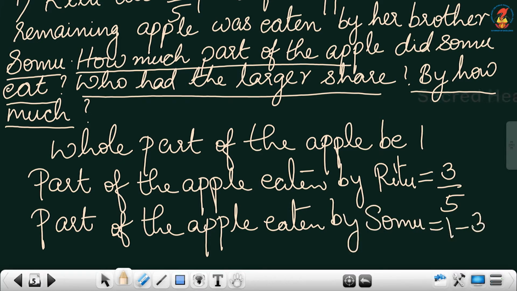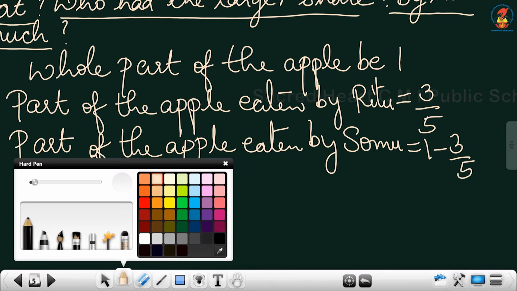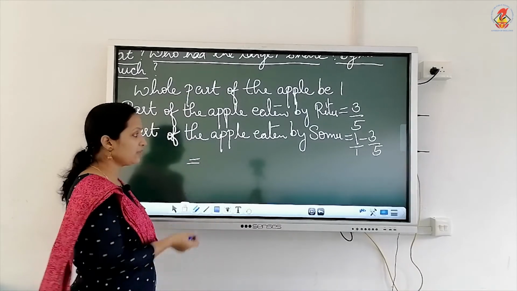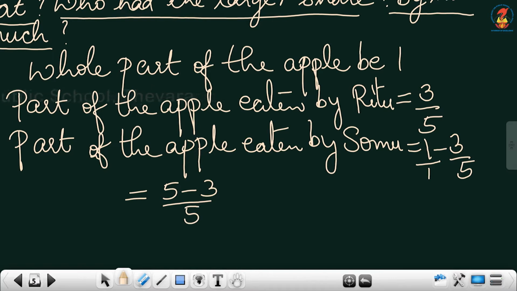How will we find it? 1 minus 3 by 5. Again fraction subtraction is coming. So what do you have to do? Find the LCM. If there is no denominator, I told you the denominator is 1. So what is the LCM of 1 and 5? 5 itself. So what is the answer? You will get 5 minus 3 by 5.